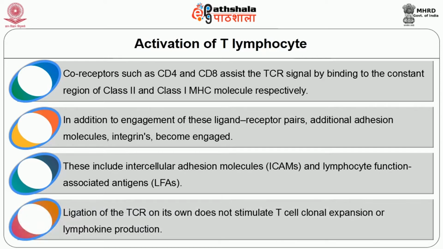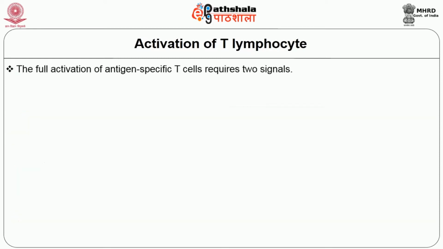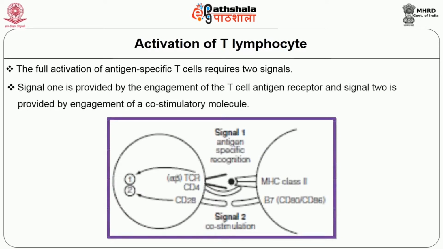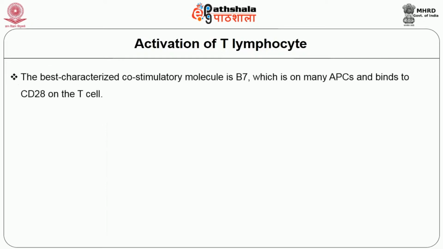Ligation of the TCR on its own does not stimulate T cell clonal expansion or lymphokine production. For the full activation of an antigen specific T cell, it requires two signals. Signal 1 is provided by the engagement of the T cell antigen receptor, and signal 2 is the engagement of a co-stimulatory molecule. The best characterized co-stimulatory molecule is B7, which is on many APCs, that is antigen presenting cells, and binds to CD28 on T cells.